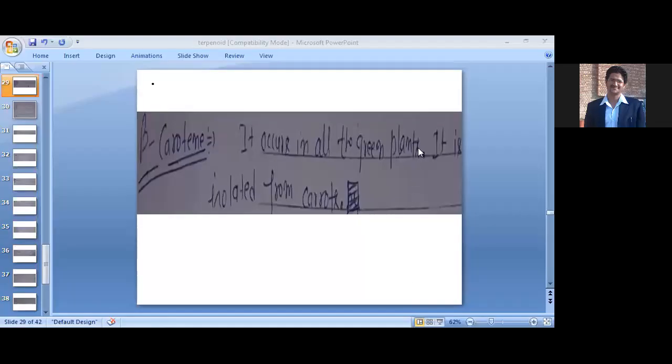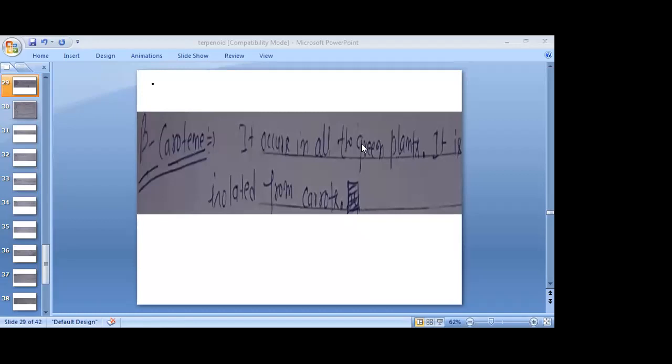Now, the topic of discussion is beta carotene. First of all, as per our earlier discussion, it occurs in all the green plants. It is isolated from carrots. जो गाजर होता है उससे इसे isolate किया जाता है. And it exists in all green plants. जो भी green plants होते हैं उन सब में ये exist करते हैं. So it is an important point.